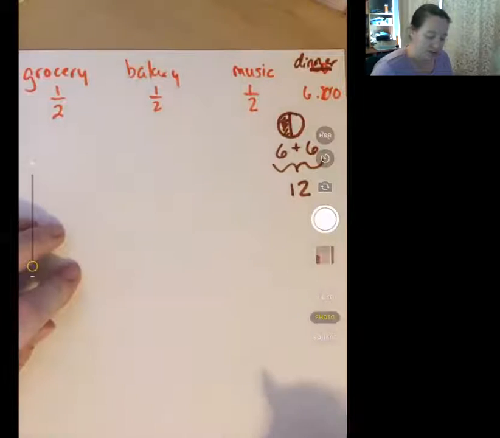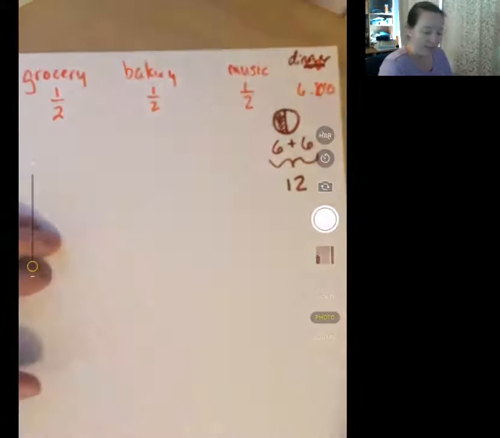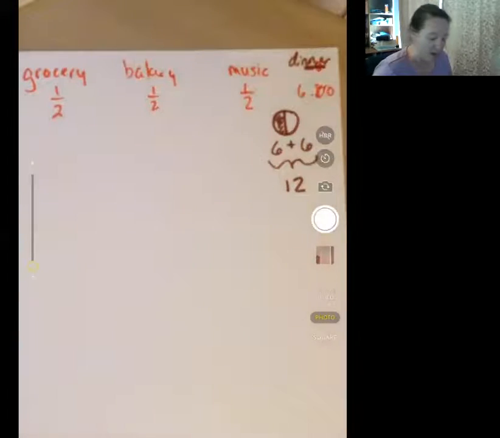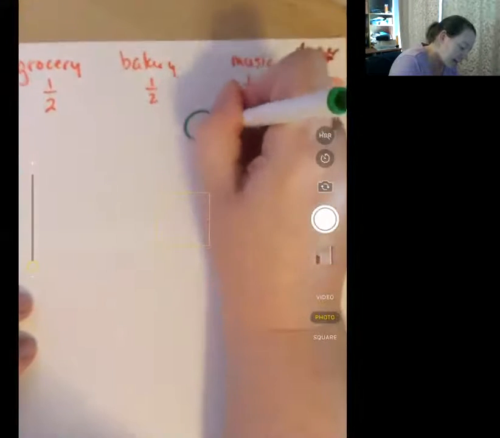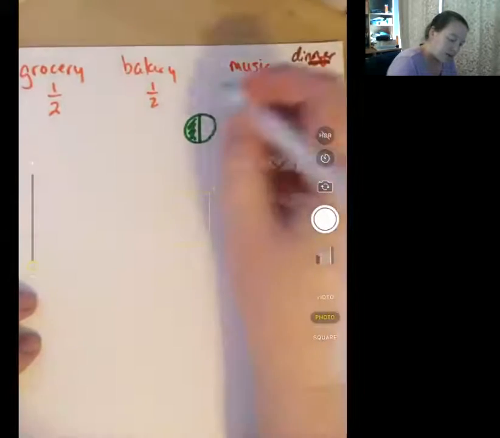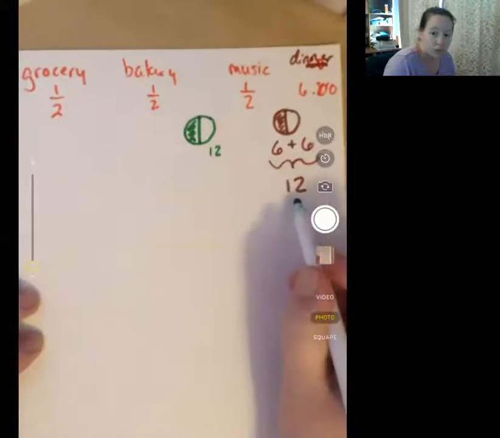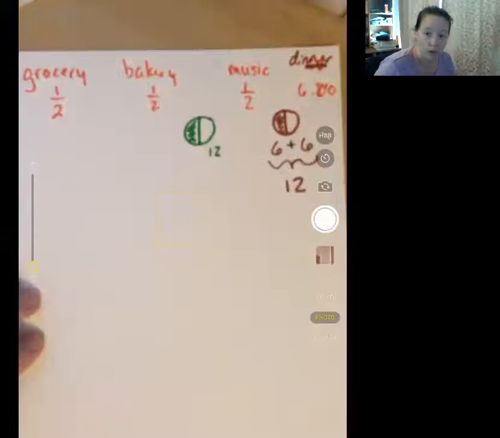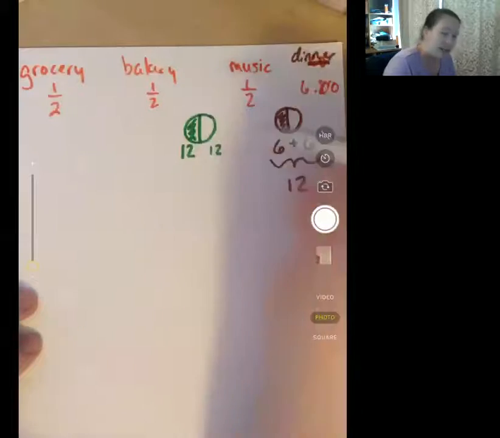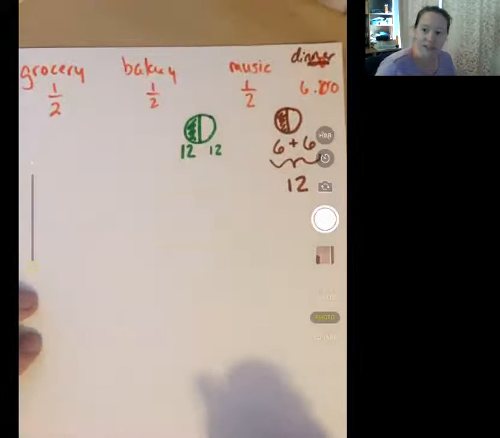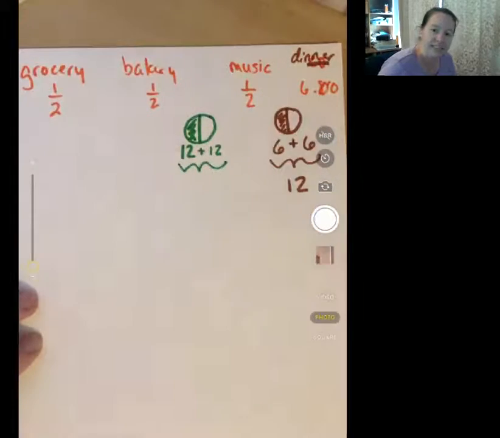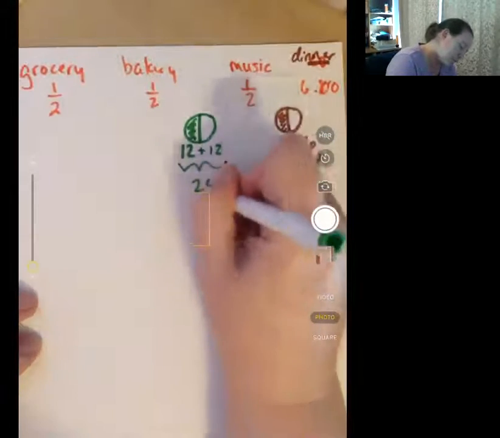Then I come over here and I go, okay, so I spent half the money that I had at the bakery. And then I still had half my money left. So this is how much I spent at the bakery. We know that this is 12 because we just figured out when I went to go get music, I had $12. So I spent half at the bakery, so 12, and then I need to put the 12 on that side as well because both halves are the same size. 12 plus 12 is 24.